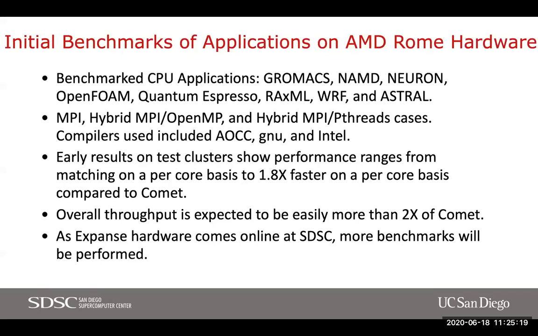And on the high end, we can get nearly 1.8x faster on a per core basis. It depends on the application, the network requirements, and things like that. Overall, for most cases, we were seeing improvements between 1.2x and 1.4x on a per core basis. On top of this, you have almost 2x the cores, so we expect the throughput to be easily more than 2x of Comet.